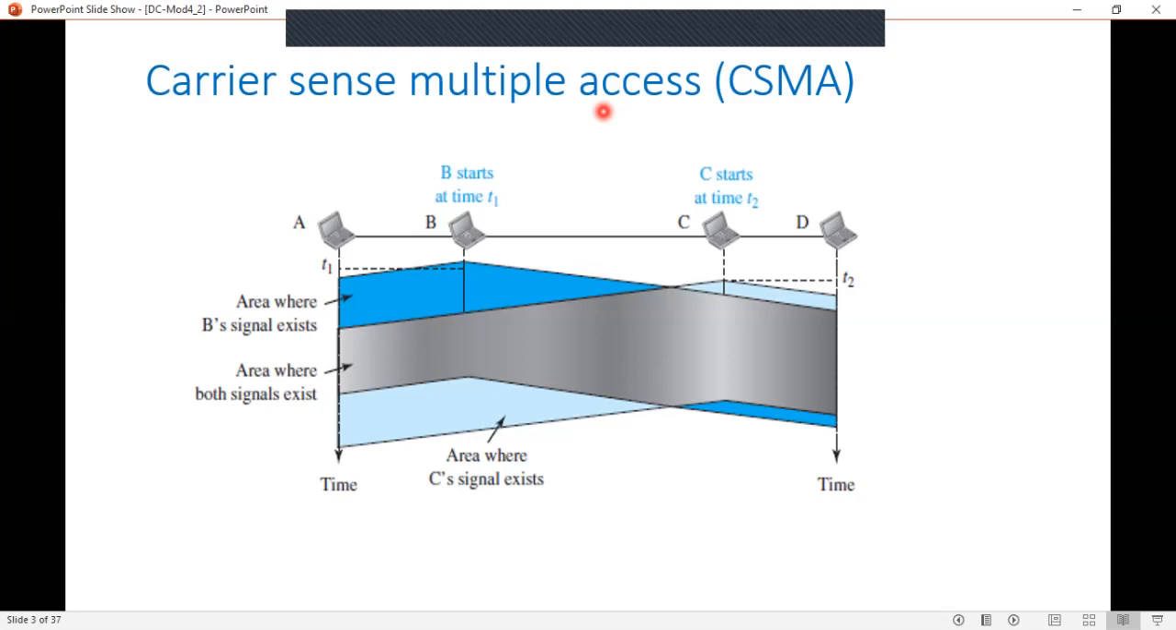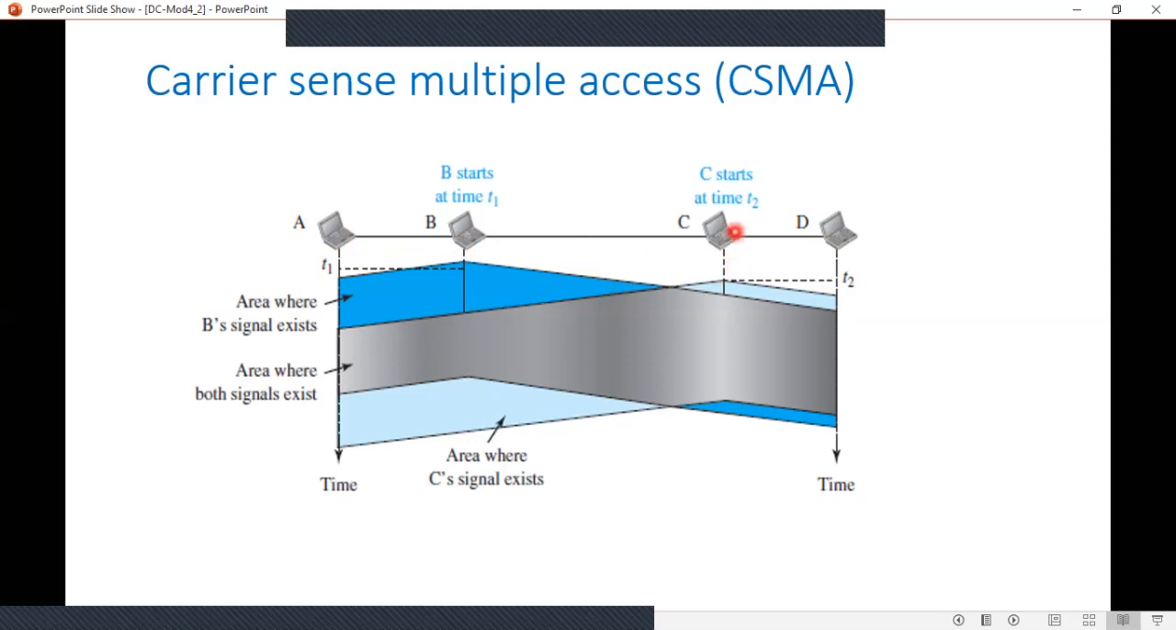Now CSMA, the carrier sense multiple access protocol, can reduce the possibility of collision, but it cannot eliminate it completely. The reason for it is shown in this figure, which shows the space and time model for a collision in CSMA. Now look at this figure. You have four stations: station A, station B, station C, and station D. Now we will see the transmission between station B and station C.